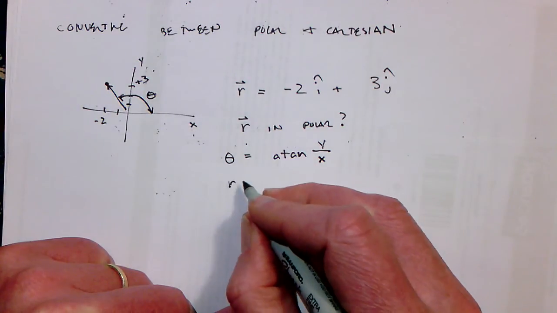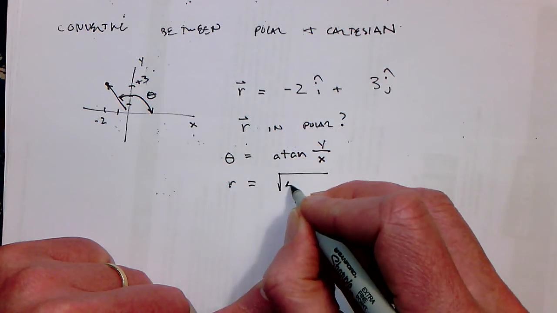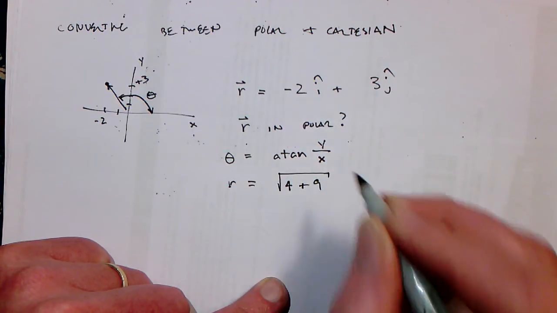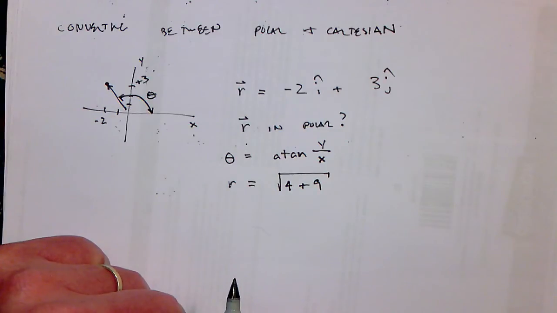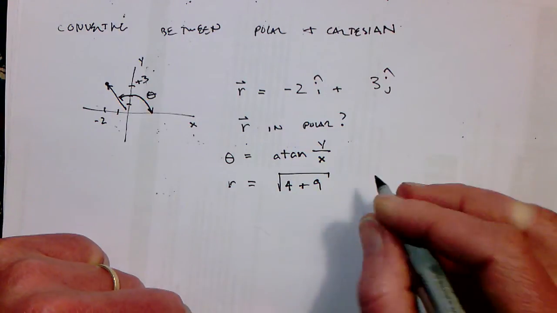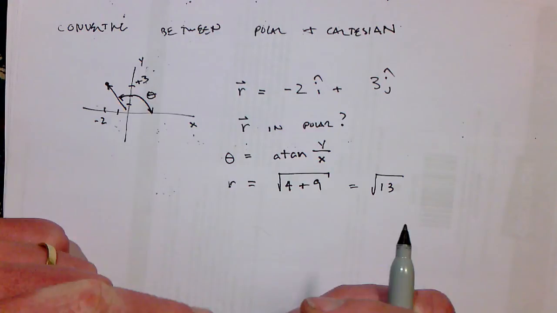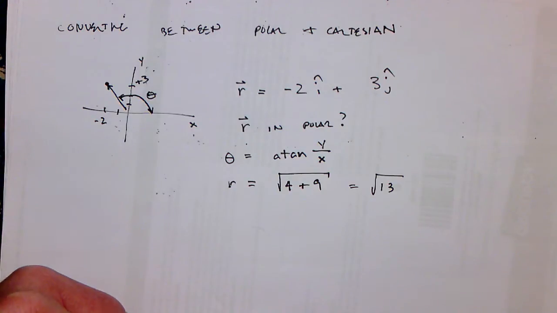And of course, r, the magnitude, is simply going to be the square root of 4 plus 9, right? Because x squared plus y squared is -2 squared plus 3 squared, or 4 plus 9. So that's how we'll figure out what that translation is.